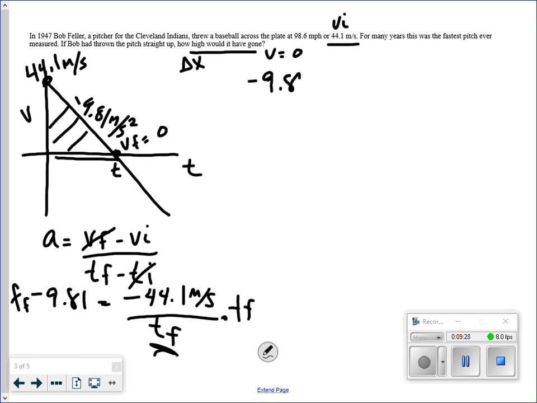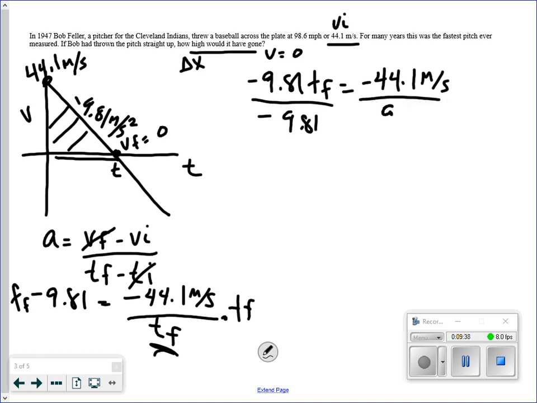Negative 9.81 TF equals negative 44.1 meters per second. Okay, so if we divide to get TF by itself, now we're going to know what TF is. It's 4.5. Now that we know that, that makes this 4.5 right here.